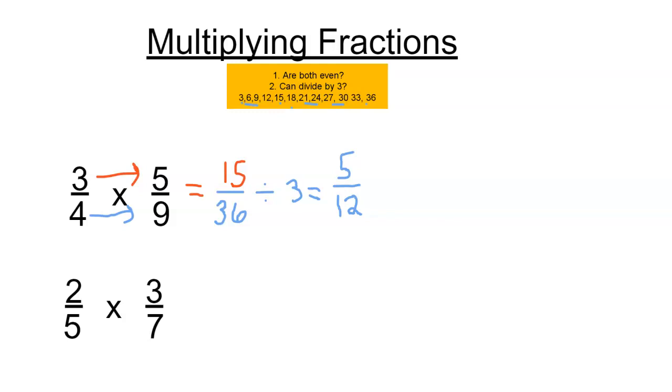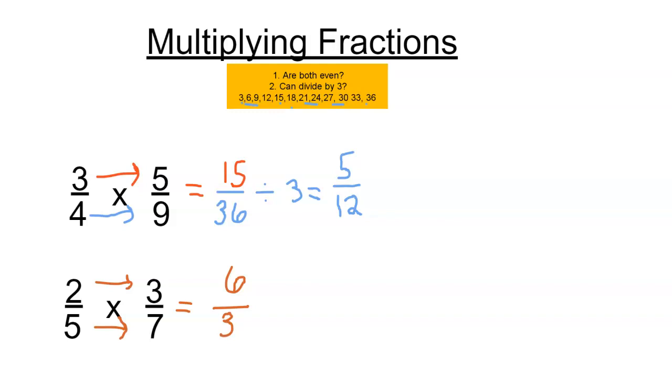So just to show it again, we're going to multiply across the top, which is called the numerator. So 2 times 3, which gives me 6. And then we're going to multiply across the bottom, which is the denominator. So 5 times 7 is 35.